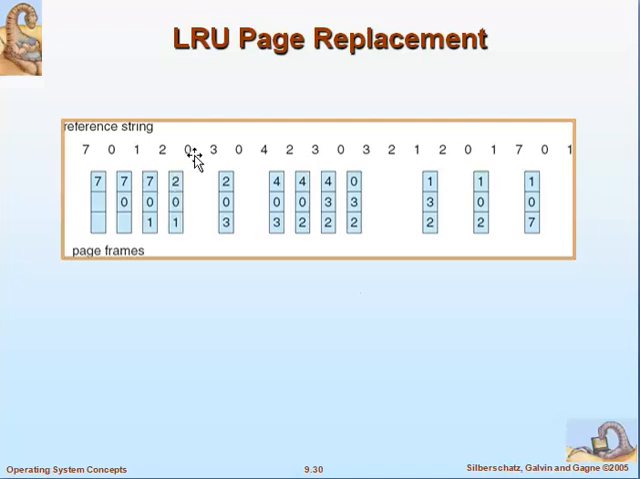Then the request is for page 0. 0 is already in memory, so it is not a page fault. Then 3 is requested. 3 is not available in memory, so it's a page fault. 0 is the most recently used and 1 is the least recently used. So page 1 will be replaced with 3, giving 2, 0, 3, and so on.